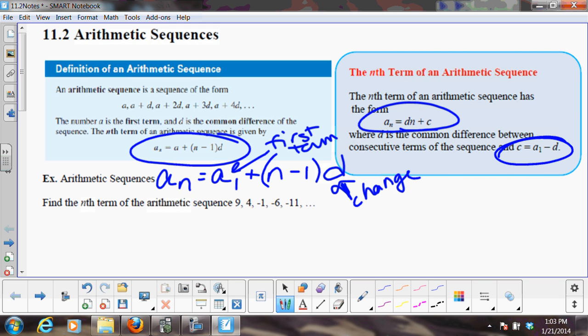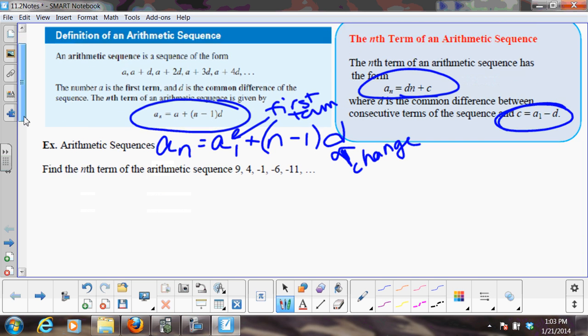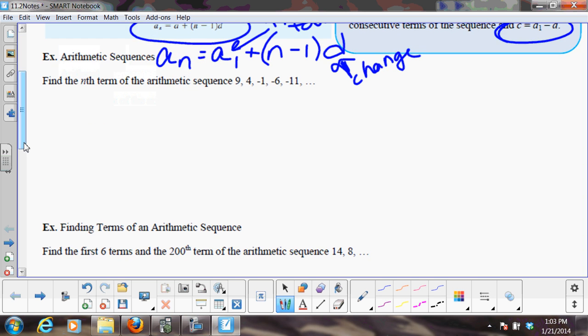C, you find C by doing this little piece right here. If you simplify the formula on the left, you get the one that's on the right here. They're the same thing, just so you know. And the nth term of the arithmetic sequence.